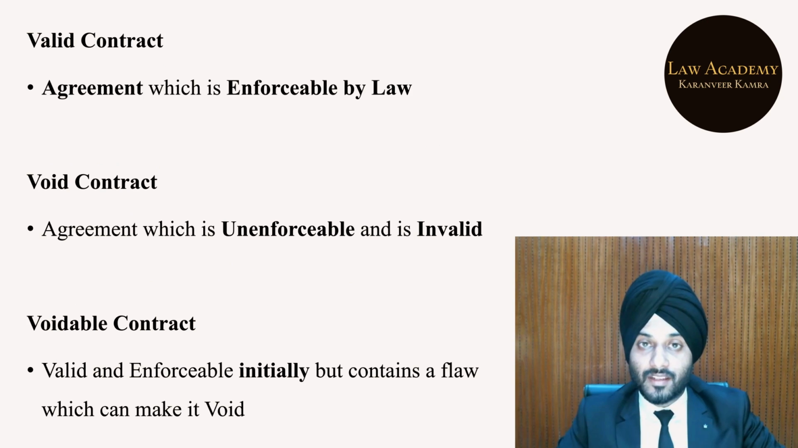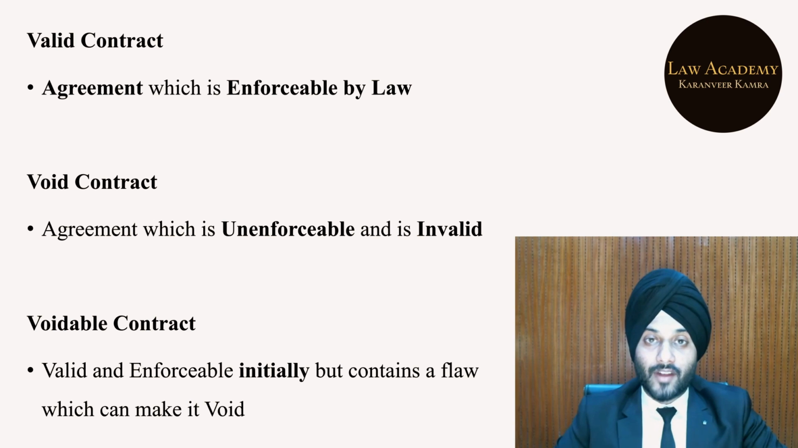Now, let us briefly discuss what is a valid, void, and voidable contract. So, a valid contract is an agreement which is enforceable by law. Any agreement which is unenforceable or is invalid due to its illegality or unlawfulness, that agreement is a void contract. Any agreement which was valid initially but later on has become void at the option of one party is a voidable contract.